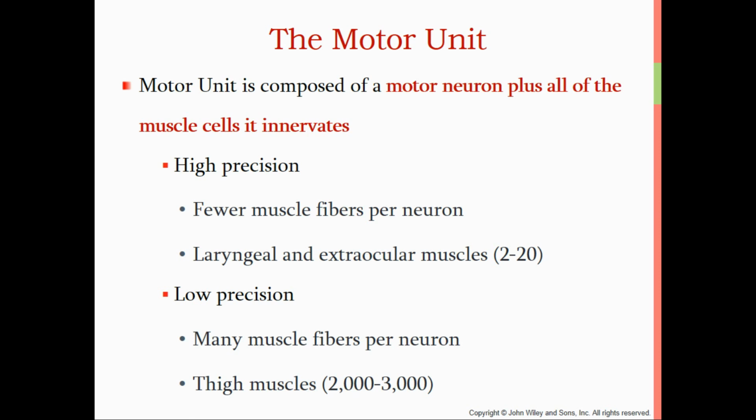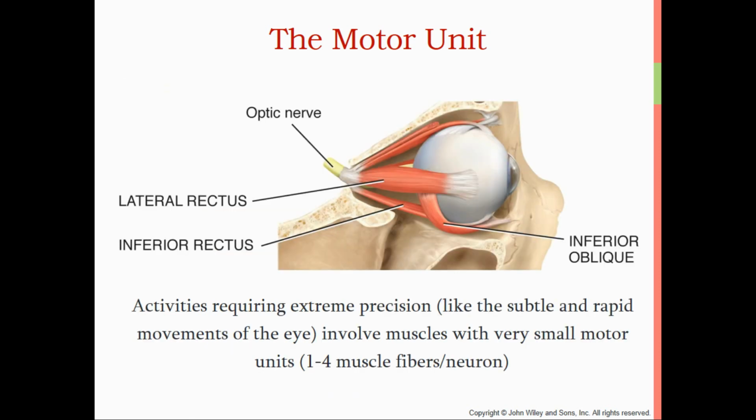So high precision, few muscle fibers per neuron, such as the laryngeal and extraocular muscles, which is what I just said. Laryngeal, the larynx, your voice box, and extraocular, those are the muscles that move your eyeball. And low precision, many fibers per neuron, your thigh or your glutes. You're going to have up to 2,000 to 3,000 muscle fibers for every neuron.